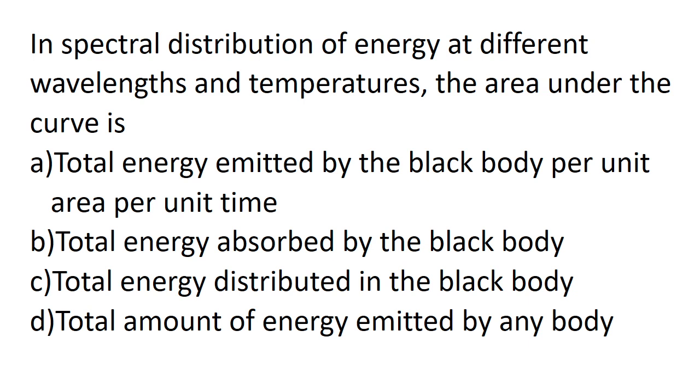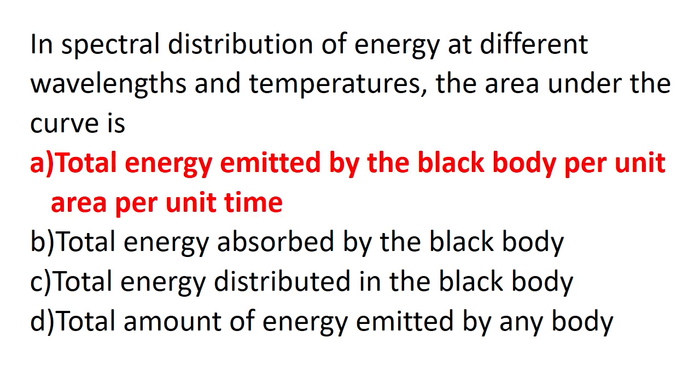Next one, in spectral distribution of energy at different wavelengths and different temperatures, the area under the curve is, options are: A, the total energy emitted by the black body per unit area per unit time. Next one, total energy absorbed by the black body. Option C, total energy distributed in the black body. And option D is the total amount of energy emitted by any body. The correct answer is option A, total energy emitted by the black body per unit area per unit time.